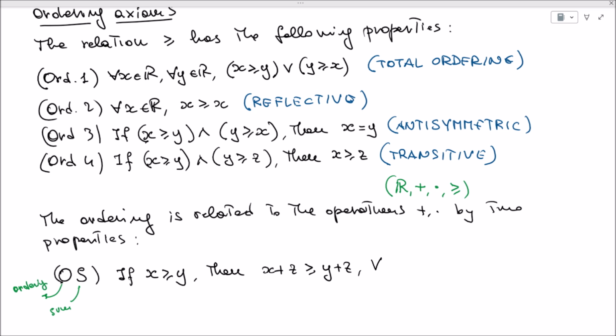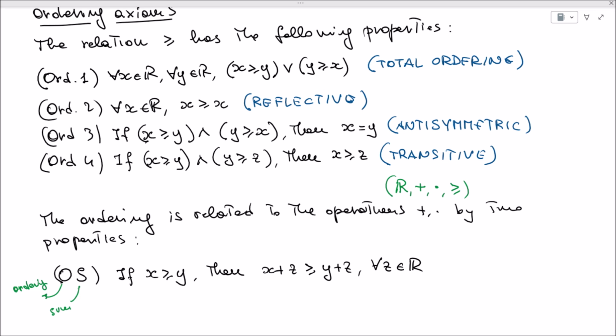And this has to hold for every z belonging to the real numbers. So we're just saying that if x is larger than or equal to y, we can add on both sides a third number z, and we still have the same inequality, the same ordering.